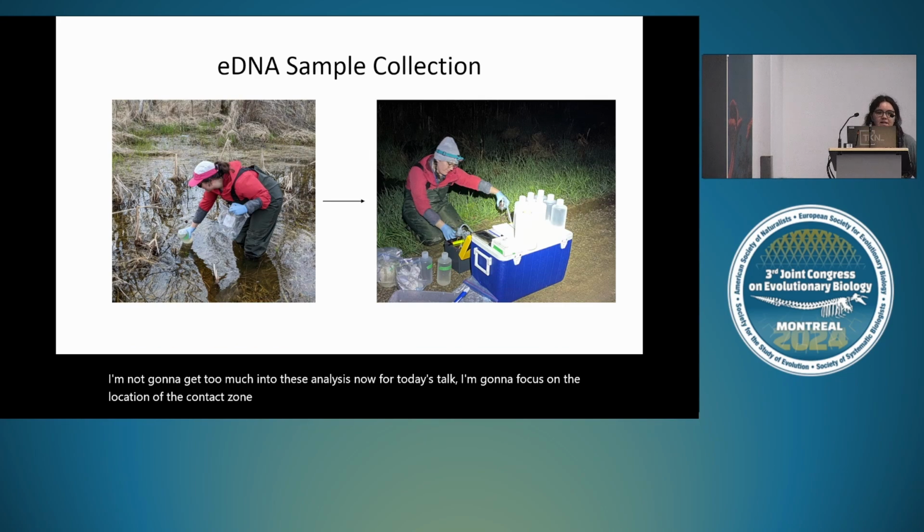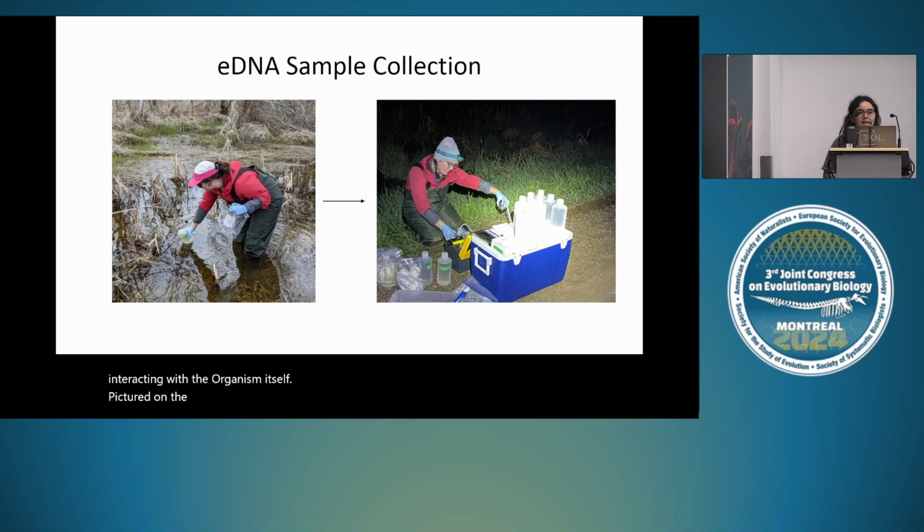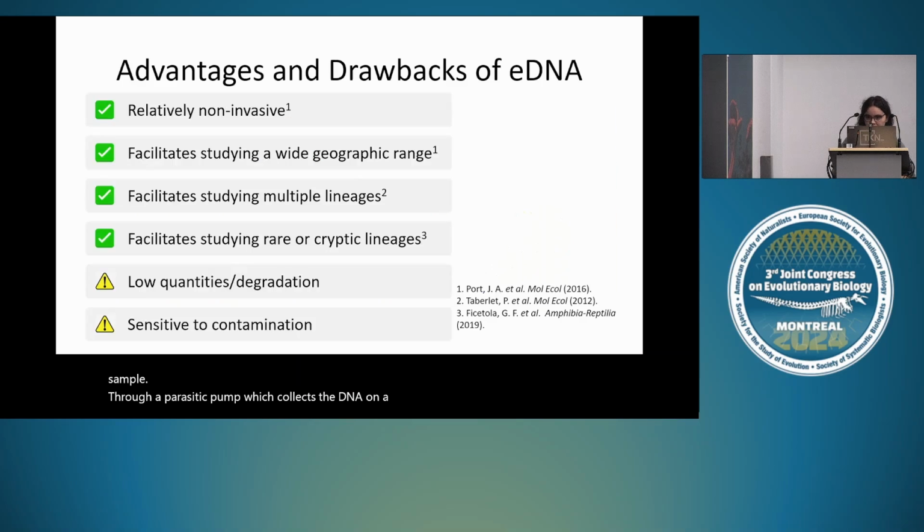So I use a technique called environmental DNA to collect my samples. Organisms are constantly shedding DNA into the environment, and we can detect the signature of a species through a whole range of molecular techniques without directly interacting with the organism itself. Pictured on the left, I'm collecting an environmental sample, and on the right, I'm filtering that sample through a peristaltic pump, which collects the DNA on a membrane.